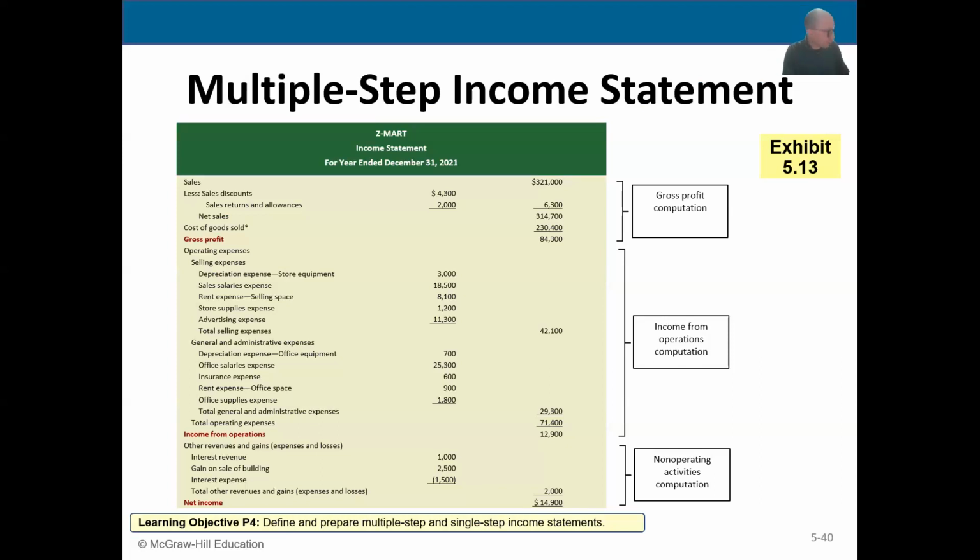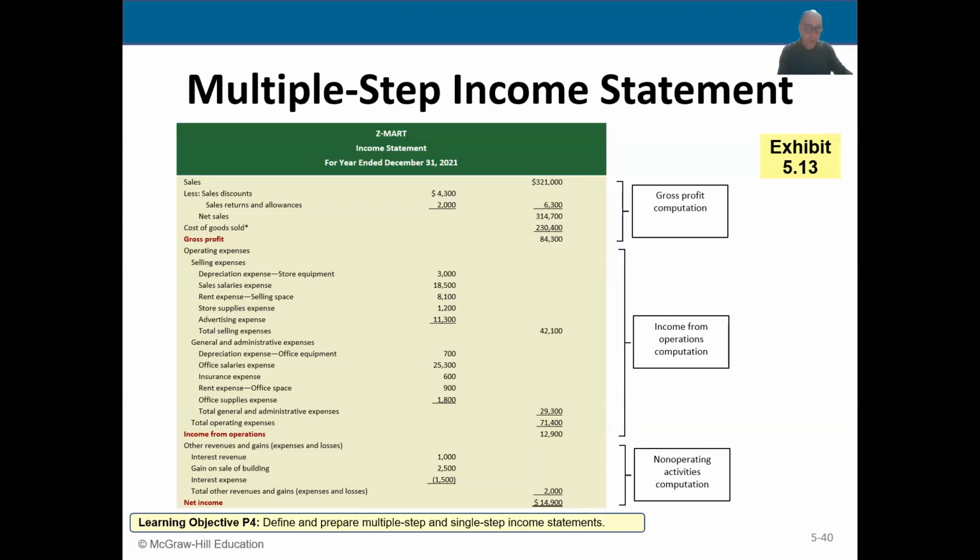The first step is to compute gross profit. Well, you know how to do that. It's sales minus the discounts, returns, and allowances equals net sales. Net sales minus cost of goods sold equals gross profit. So that's the first step of a multi-step income statement.